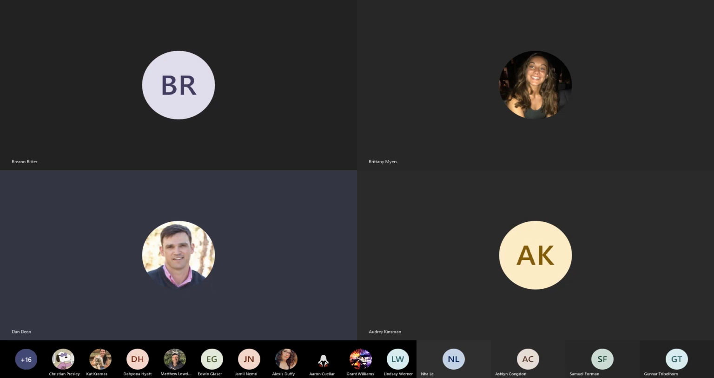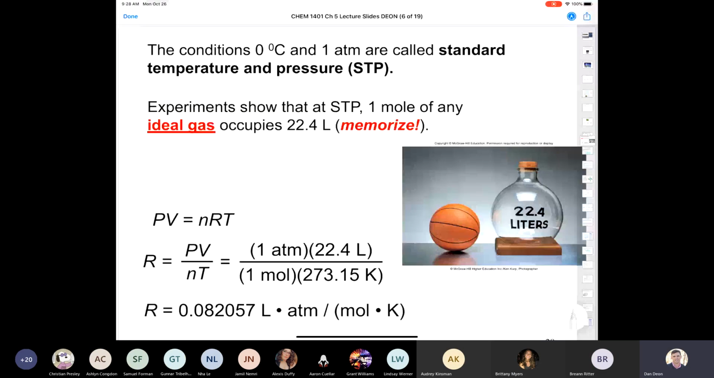It has a picture of a basketball and a big round bottom flask on here that says 22.414 liters. Okay, wonderful. Excellent. Well, last class we ended here. We were talking about STP, standard temperature and pressure.